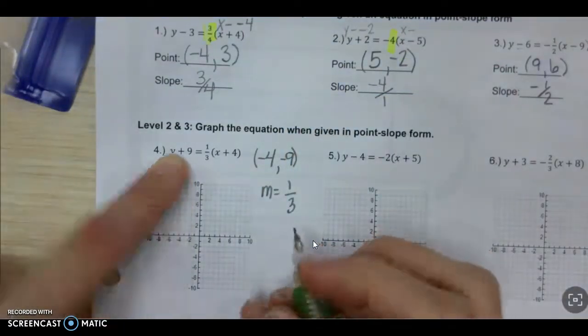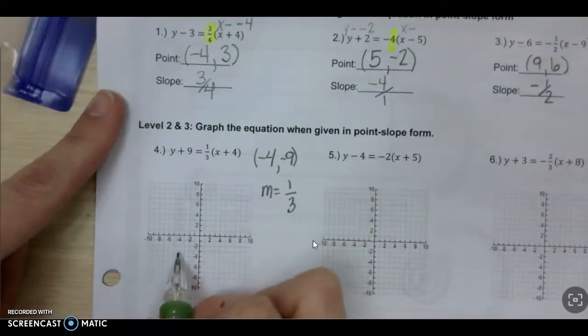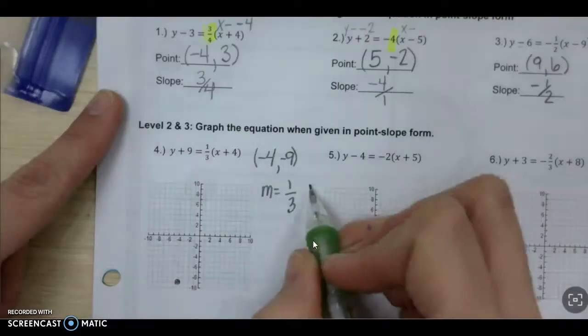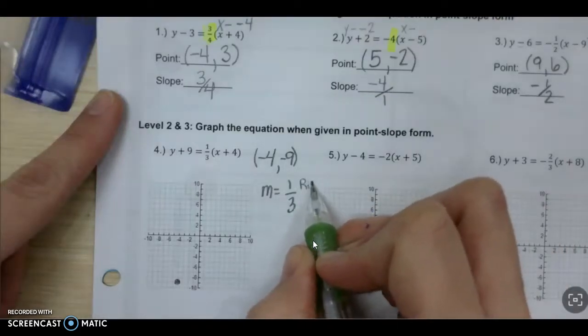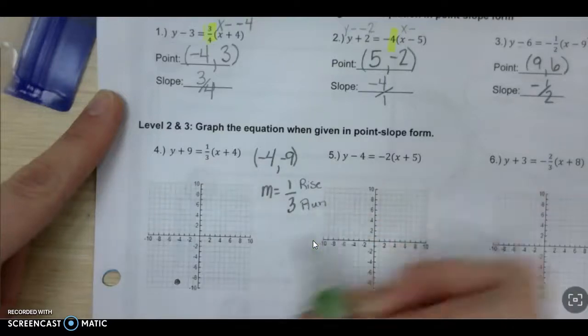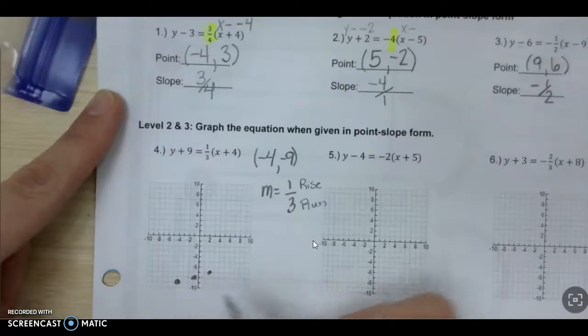To graph this, I'll go ahead and start at -4, -9. That's your first point. And then from there, you're going to rise, which just means I'm going to go up, and I'm going to run. So rise 1. And then to the right, 3. Do it again, just to make sure that your line is straight.